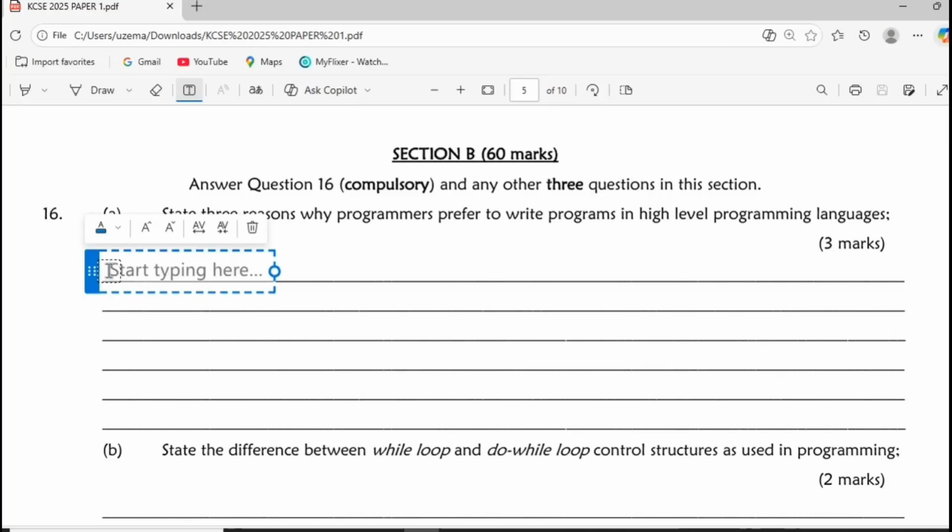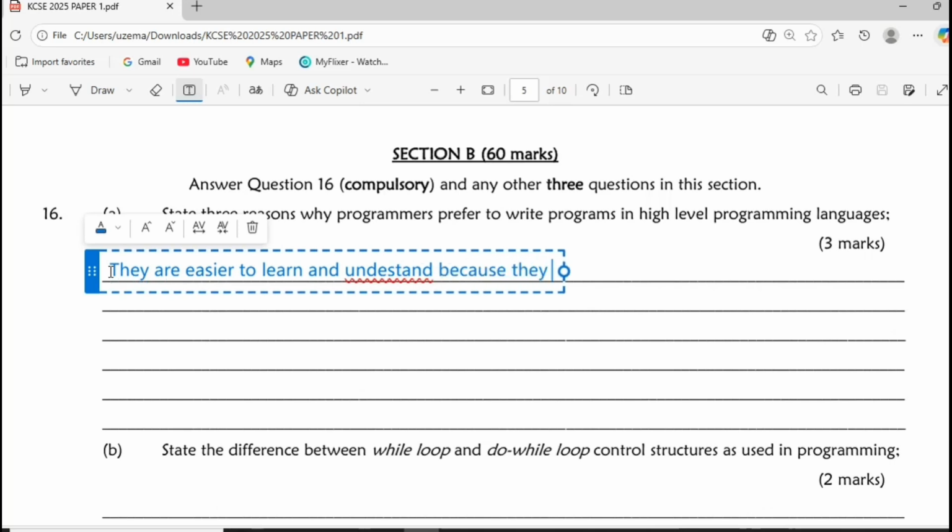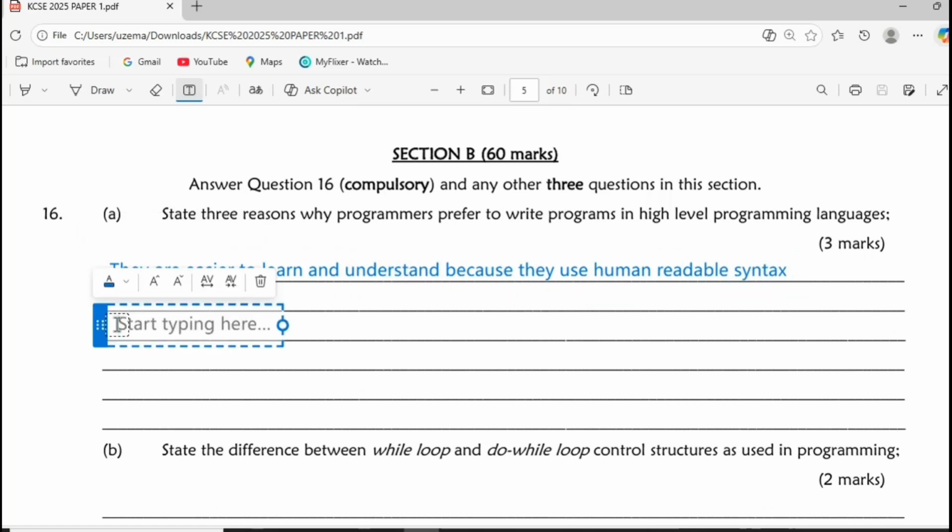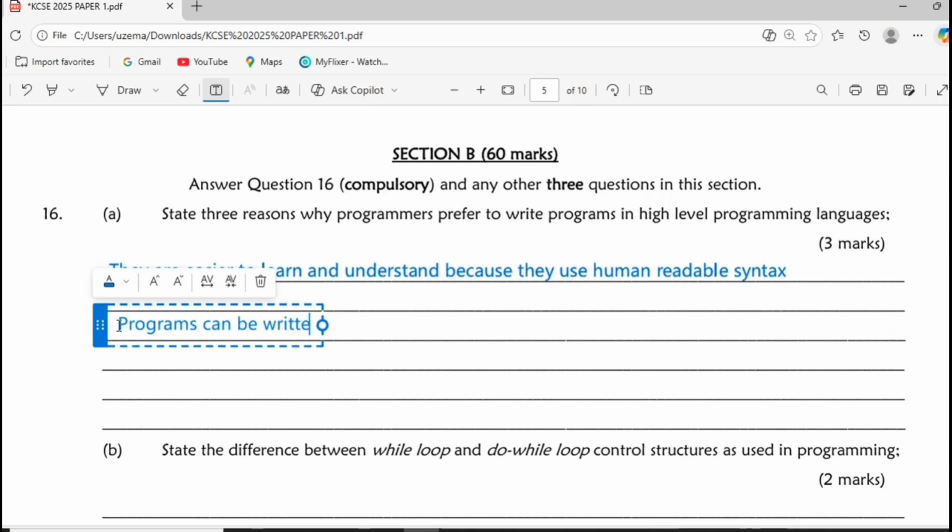Section B, question 16, compulsory question. First question, state 3 reasons why programmers prefer to write programs in high-level language. One is that these high-level languages are easier to learn and understand, because they use human readable syntax or language that is similar to human form. That is one advantage.